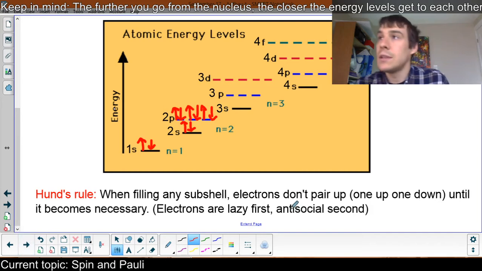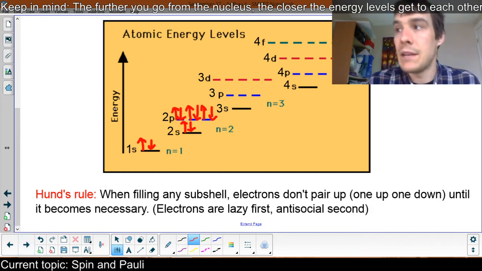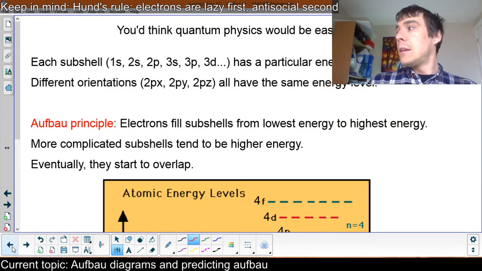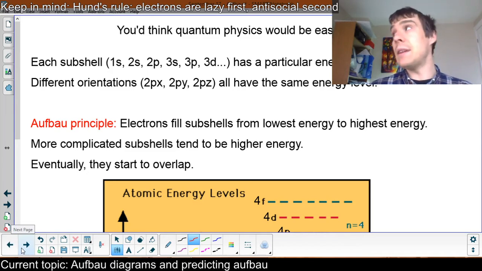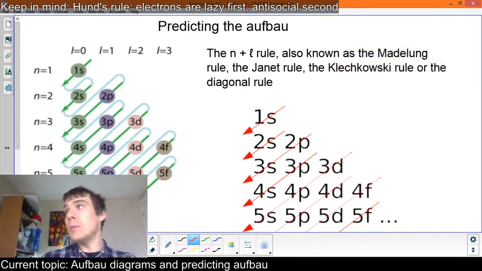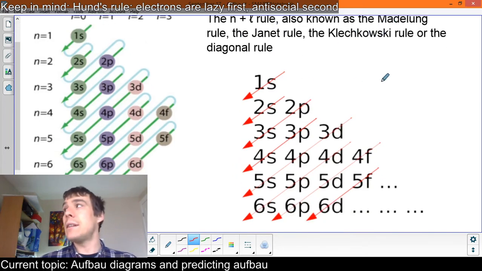So that's Hund's rule. Let's talk about Aufbau diagrams now and predicting Aufbau. Okay, so our last topic, unless we have enough time to get to the exceptions to the Aufbau rules, is predicting the Aufbau. Here's a rule that works pretty well. It's called the n plus l rule, or the Madelung rule, or the Janet rule, or the Klechkowski rule, or the diagonal rule, whatever you call it.